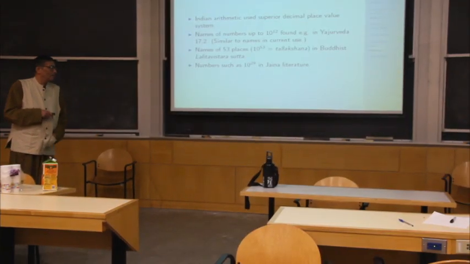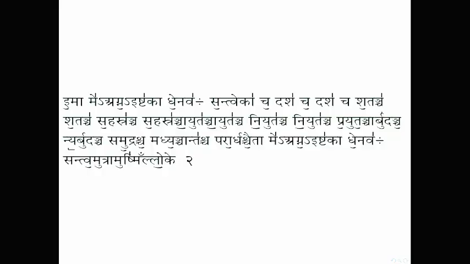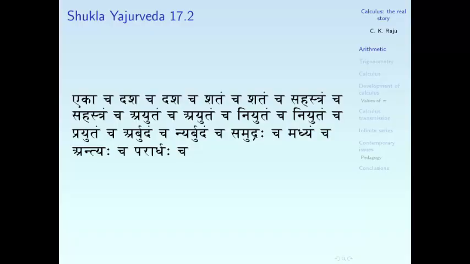And of course, you have very large numbers in Jain literature too. So this is the verse from the Yajurveda. You probably won't be able to read it, so I will translate it into simple Devanagari. Many of the names are what they still are, but Arbudam, which is Arab, meaning has changed, and you don't have Kharab, which came later.